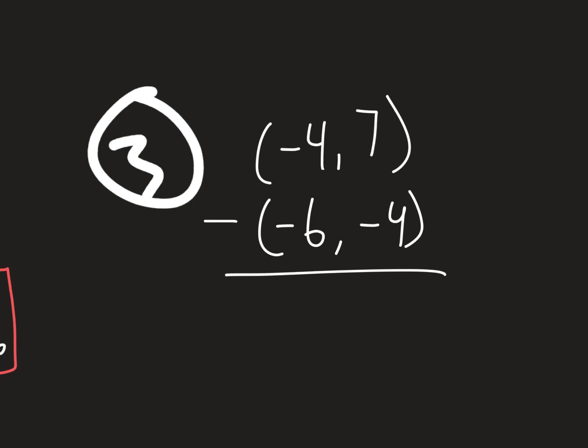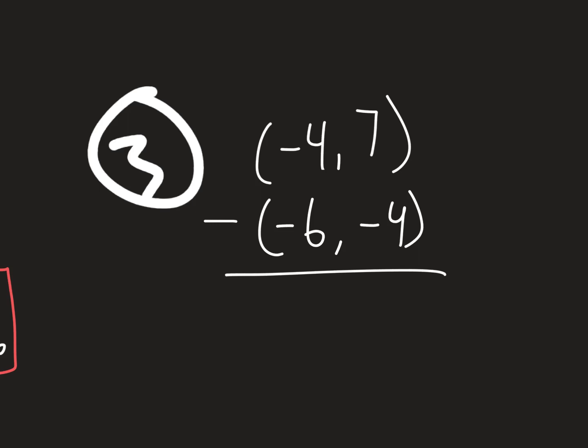Yeah, I did something wrong. You did something wrong? Okay. Right there. What is minus a negative? Minus a negative is a positive. So, negative minus negative 6 becomes plus 6. Minus negative 4 becomes plus 4.